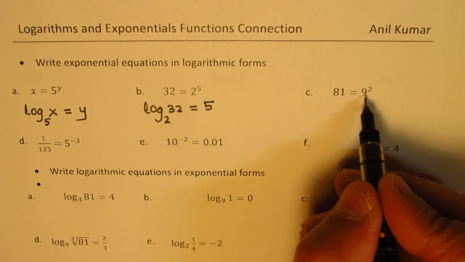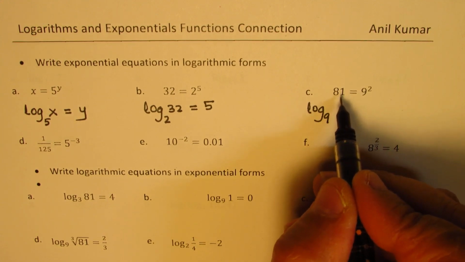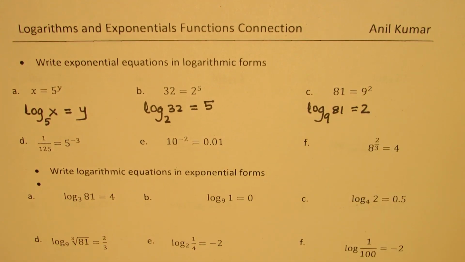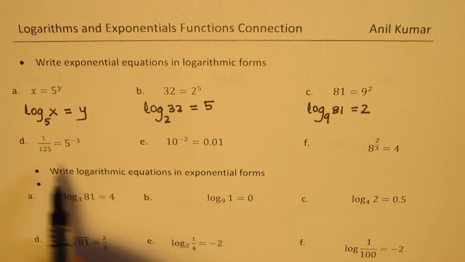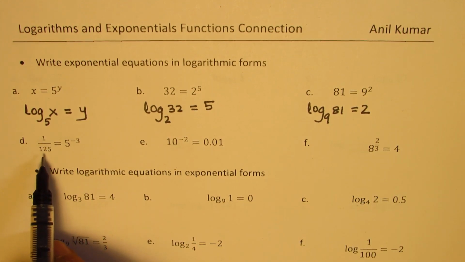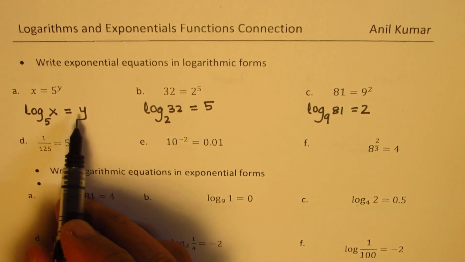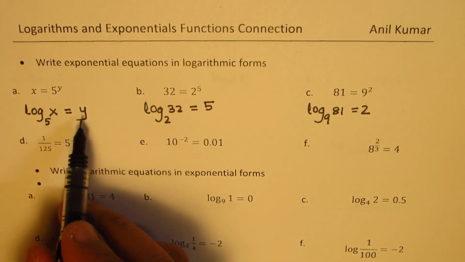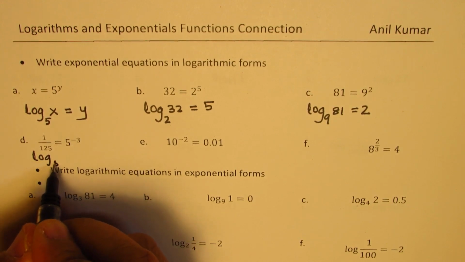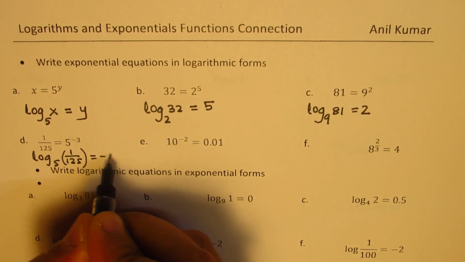In this case, the base is 9. So we could write this as log to the base 9 of 81 is 2. So that is the y exponent. Perfect. Likewise, you can do them all. Now, if it is 1 over 125, y could be negative or positive. As far as range is concerned, all real numbers. Base is 5, so we'll write log to the base 5 of 1 over 125 is equal to minus 3.